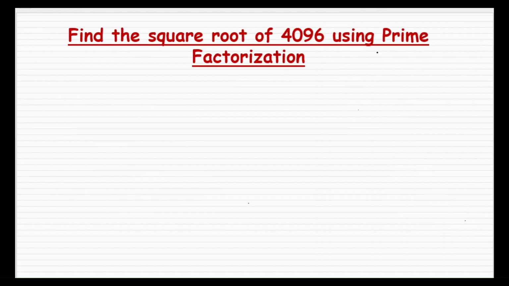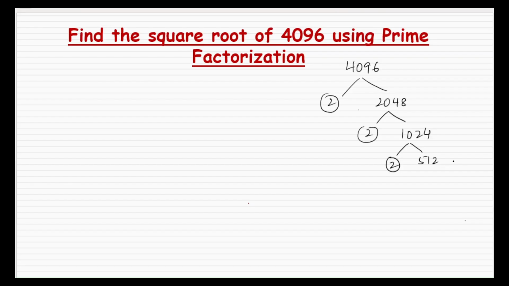Find the square root of 4096 using prime factorization. So let's find the prime factorization of 4096. It's a big number, so of course I will have many prime factors. So first I'll do with 2. So 2 times 2048 is 4096. Then this will give me 1024. This will give me 2 times 512. This 512 is 2 times 256. 256 is 2 times 128. And 128 is 2 times 64.